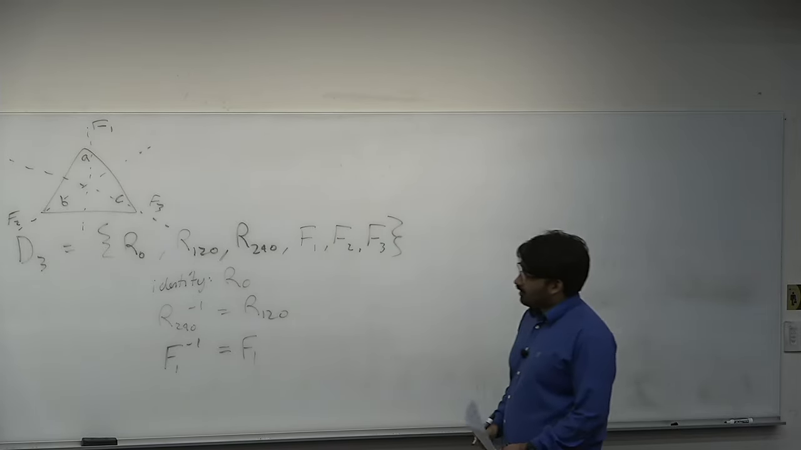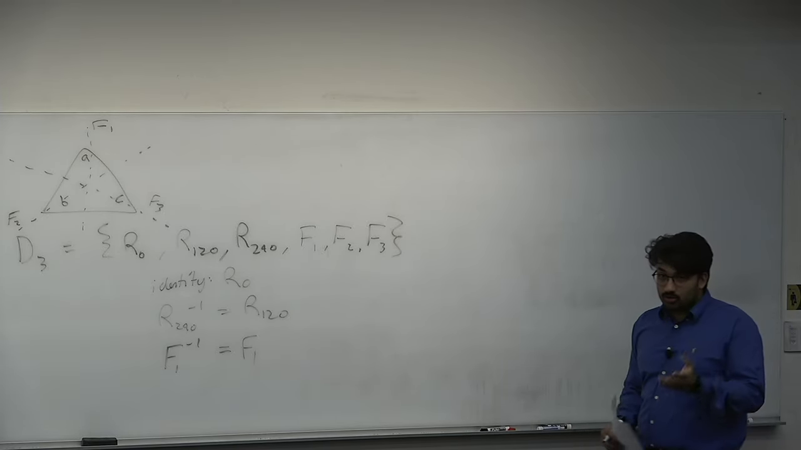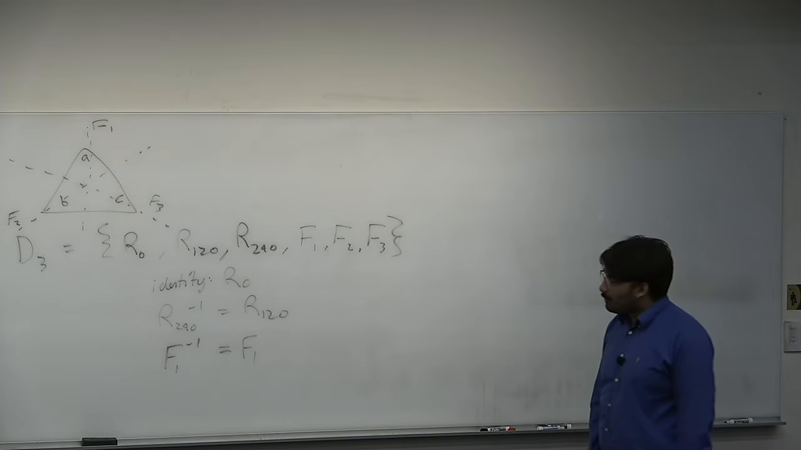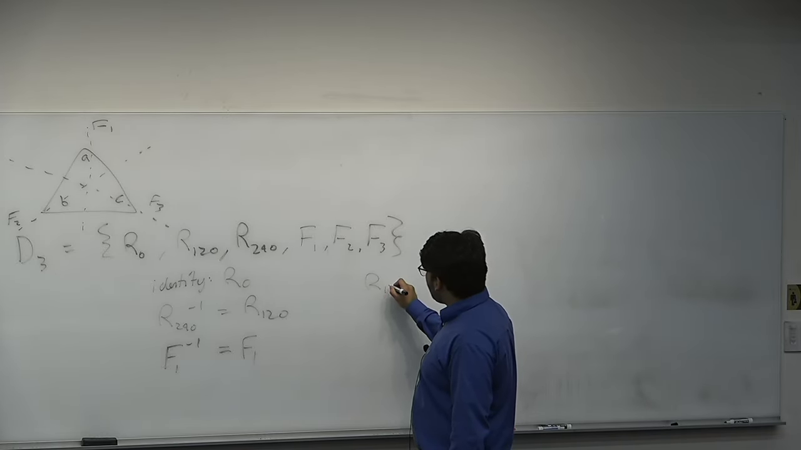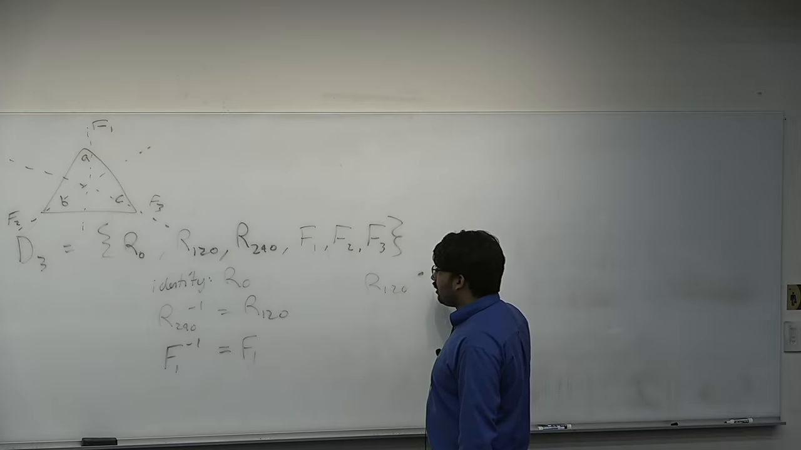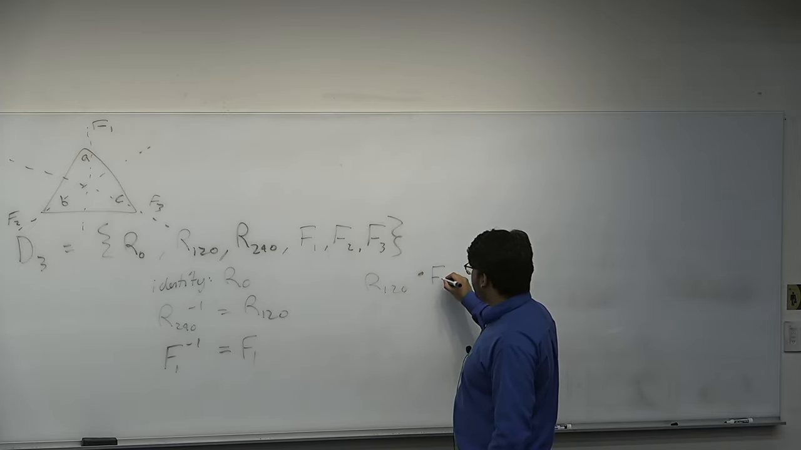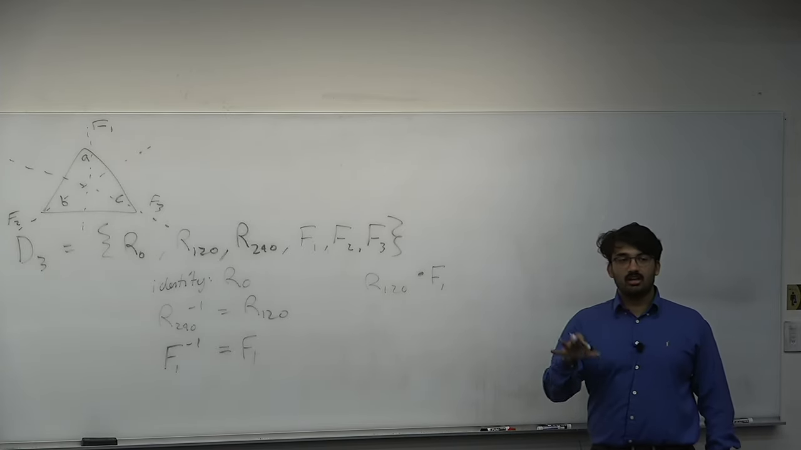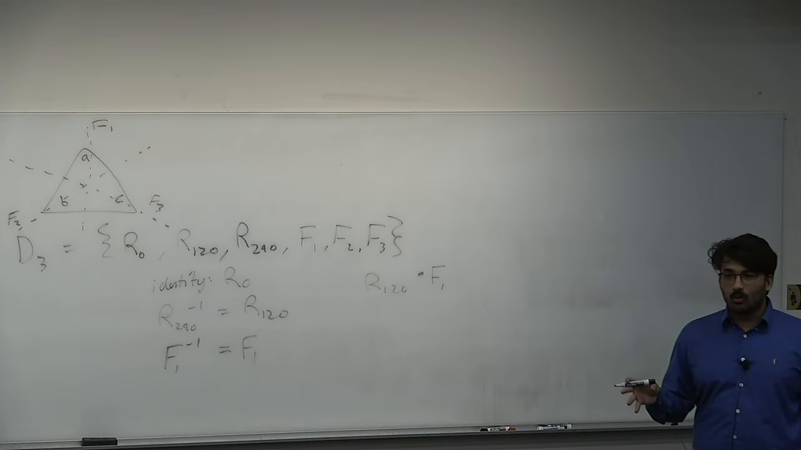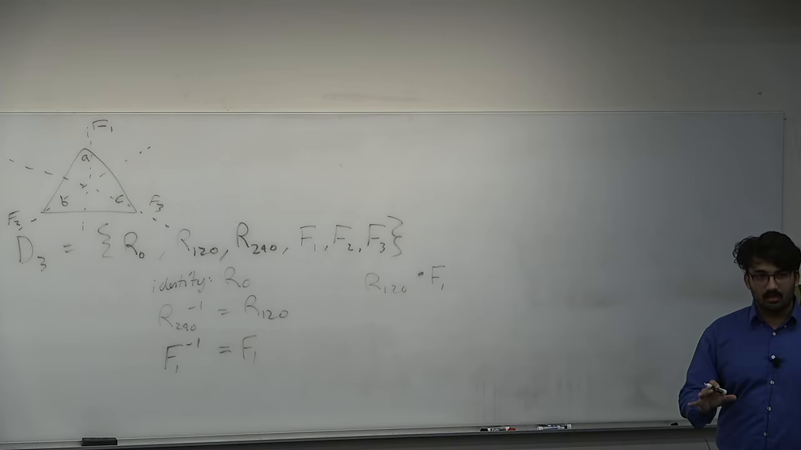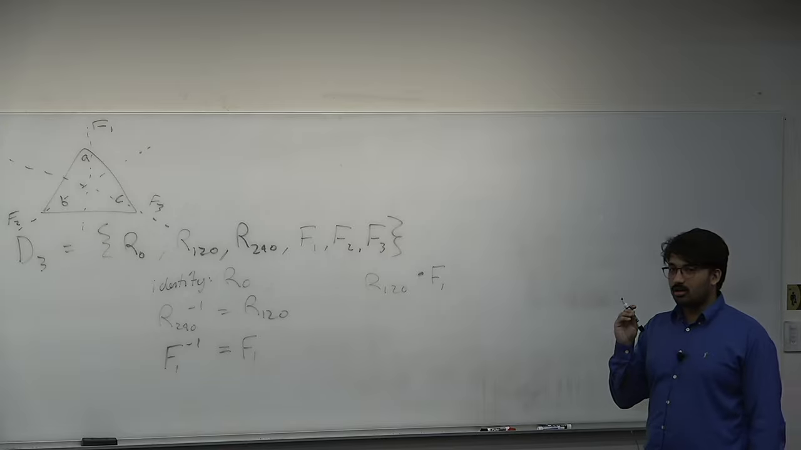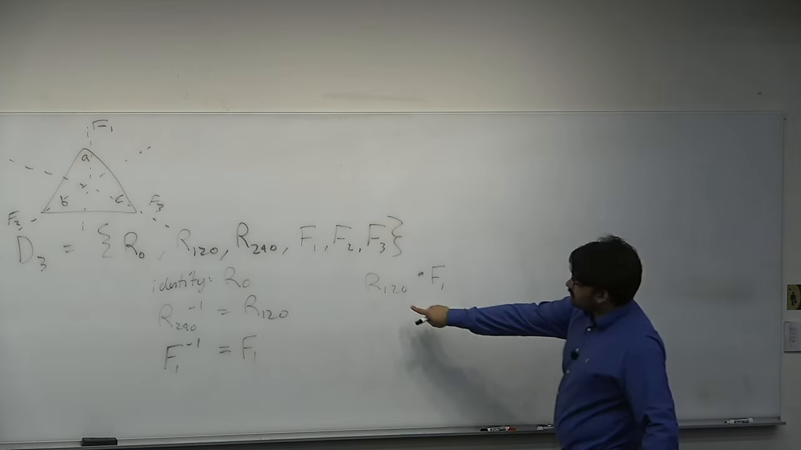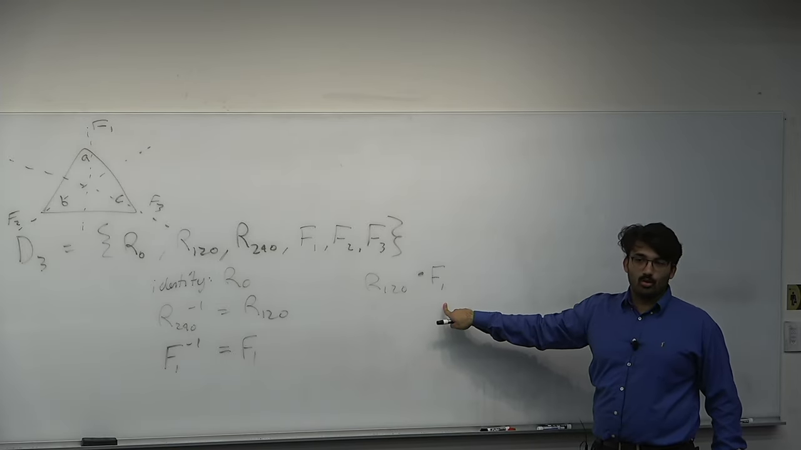Okay. So we could work those out. I'm not going to fill in a large table because it would be 6 times 6, it would be 36 things in the table. But I'll just give you an example. What is R120 composed with F1? The operation of D3 is not a multiplication, it's not an addition. It is a composition, which means do the first thing, then do the second thing. It's a sequence. The group operator is do the thing, then do the thing. So what that means is do R120 and then do F1.